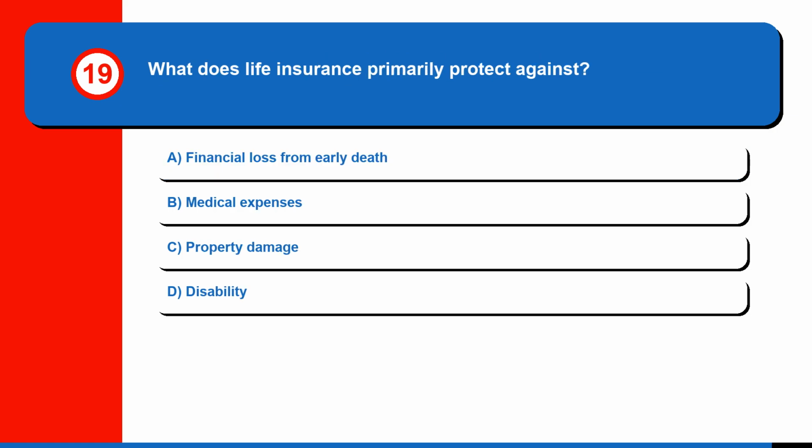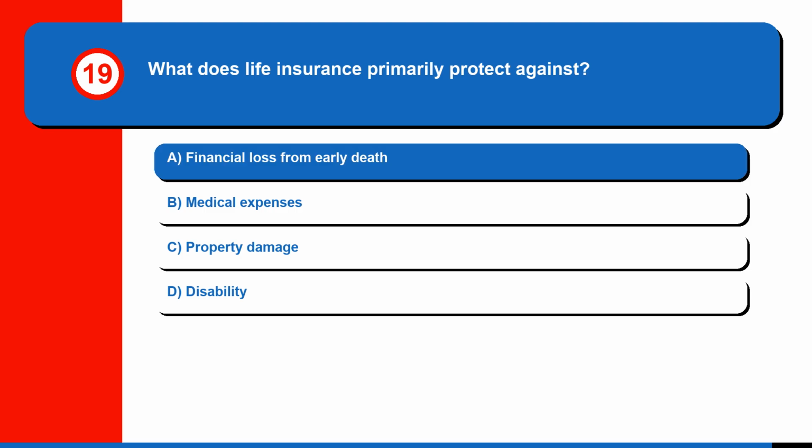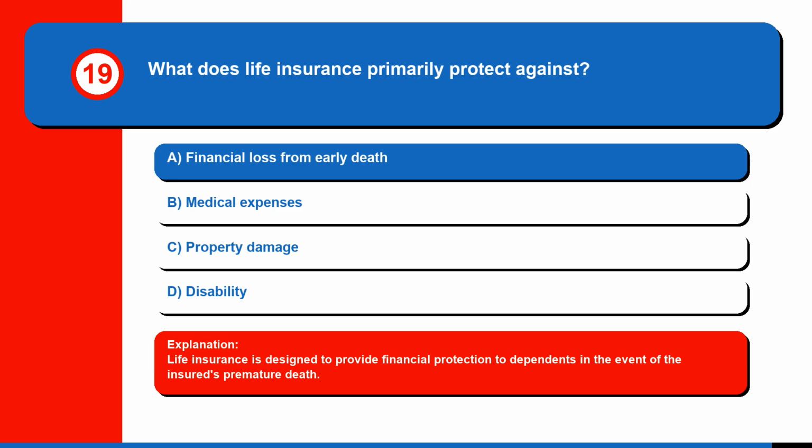Question 19. What does life insurance primarily protect against? A. Financial loss from early death. B. Medical expenses. C. Property damage. Or D. Disability. The correct answer is A. Financial loss from early death. Life insurance is designed to provide financial protection to dependents in the event of the insured's premature death.